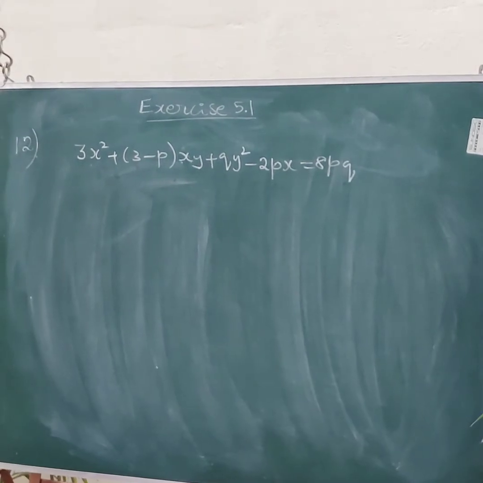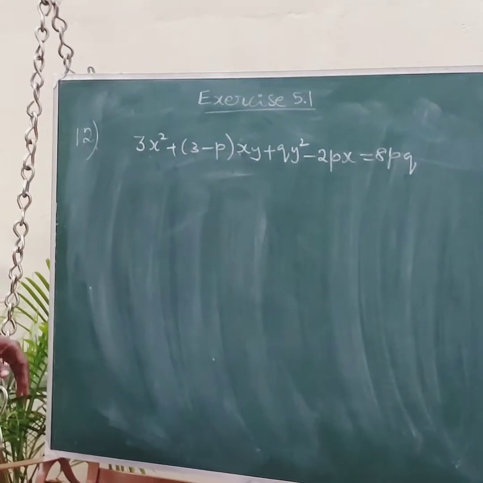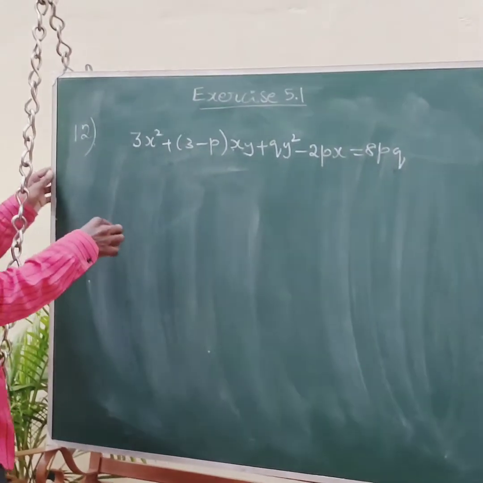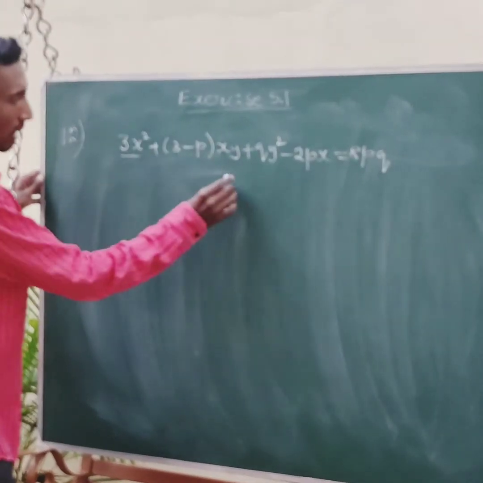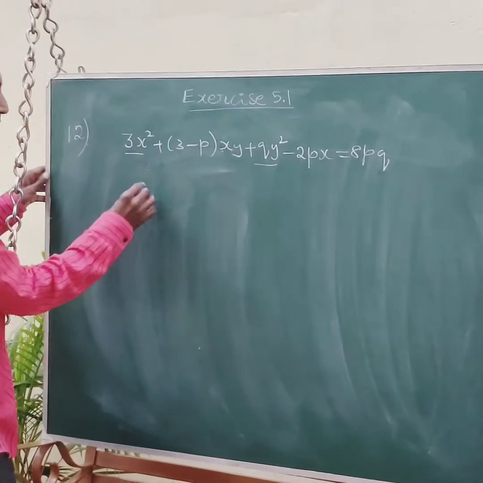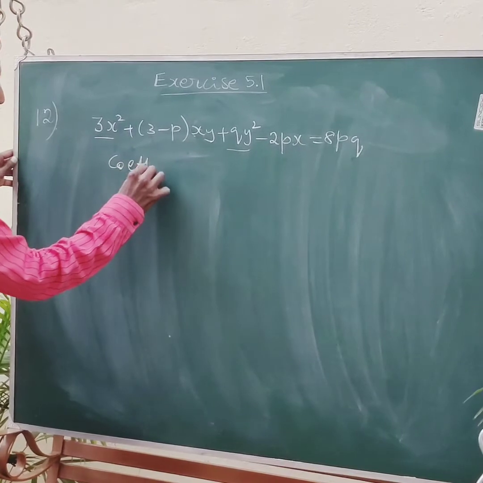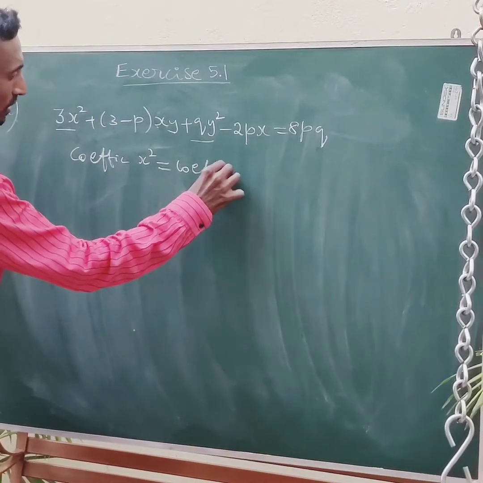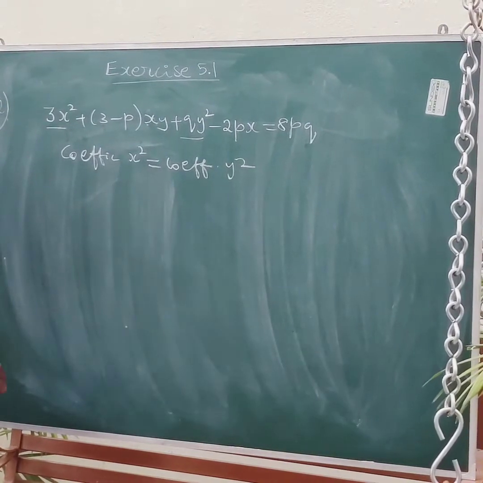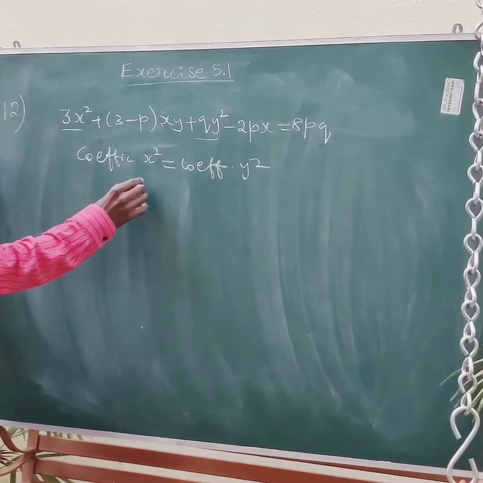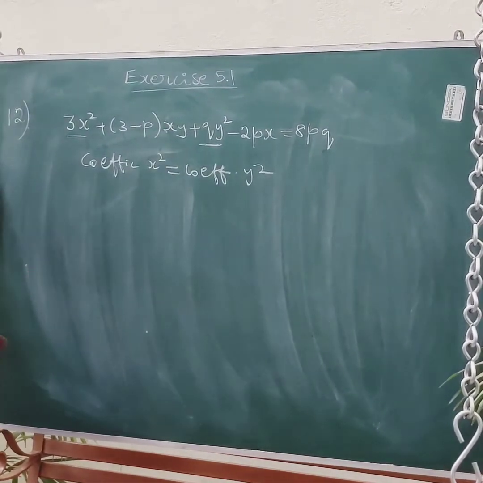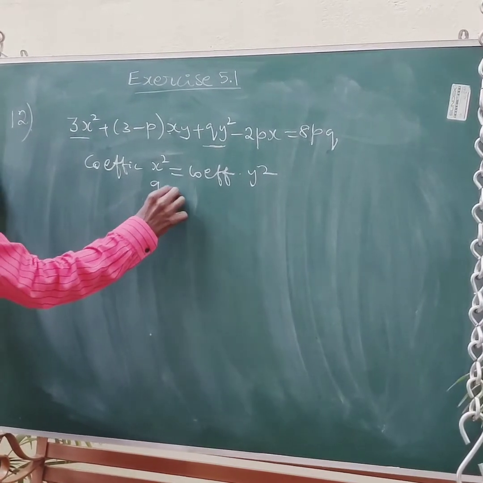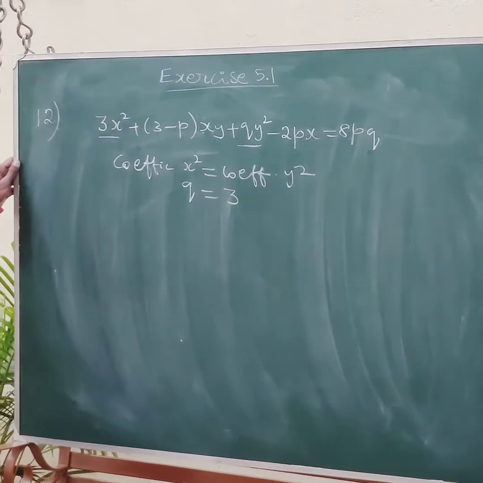Okay, so already we know the condition. If it is a circle, then the coefficient of x square and coefficient of y square must be equal. Coefficient of x square is equal to coefficient of y square. So what is the coefficient of x square? 3. What is the coefficient of y square? q. So we are getting q equal to 3 directly.